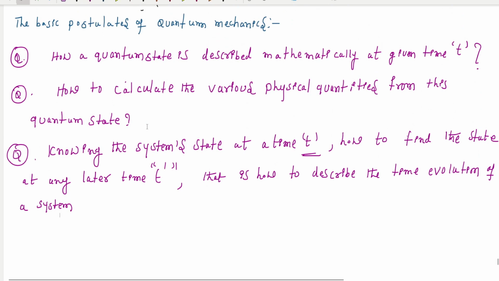So these are my three questions. First question is how a quantum state is described mathematically at a given time t. Second question is how to calculate the various physical quantities from this given quantum state. For example, if you know the system state at a given time t, then how to find the state at any later time. That is how to describe the time evolution of a system. So the answers to these questions are provided by the set of five postulates.